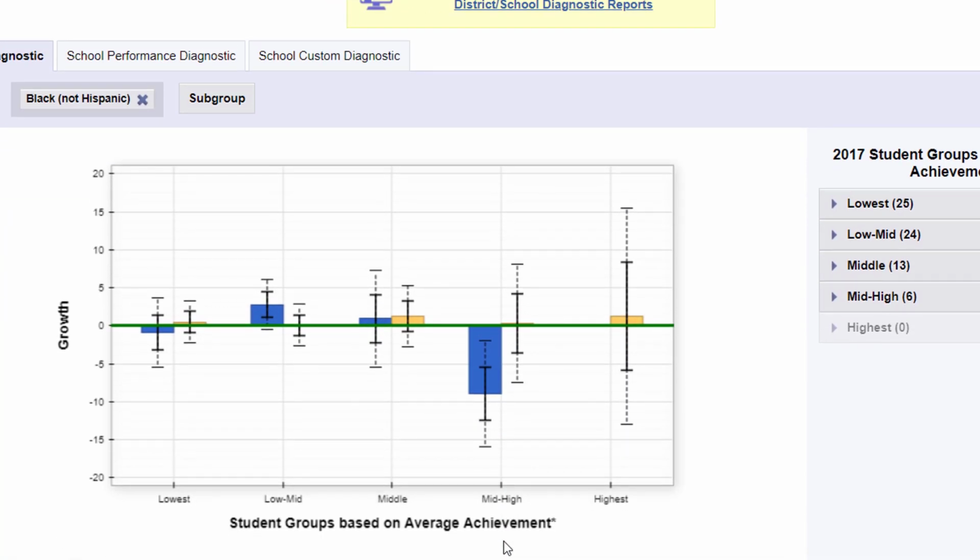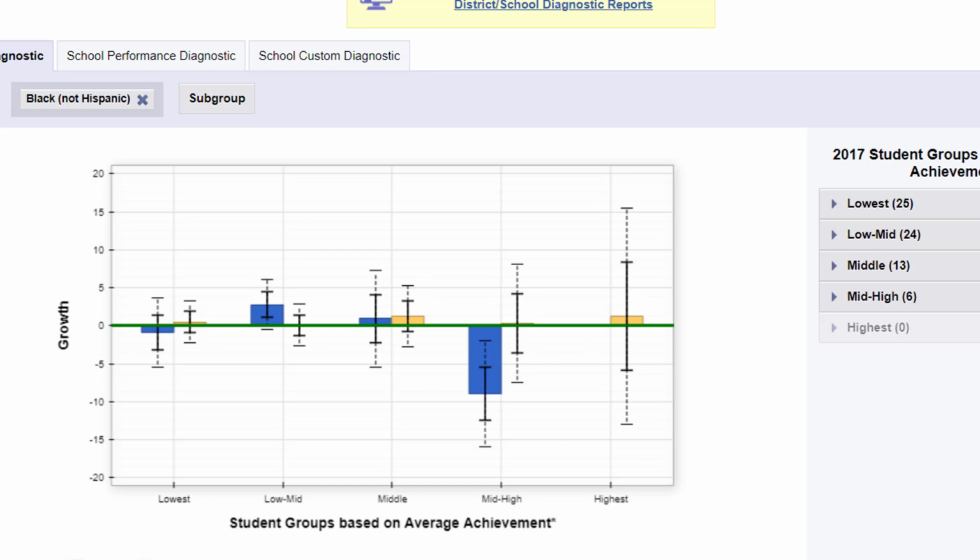Now I have a graph that looks a little bit different than my previous graph looked. Again, I can see that I met growth with my lowest performing African American children. I actually exceeded growth with my next to the lowest. I met growth with my middle performing, but again, I lost my mid to high students. There were not enough students in my highest performing group to have a bar there. If you look over here, you see 0. So I have no bar for my highest performing quintile of students in this particular category.